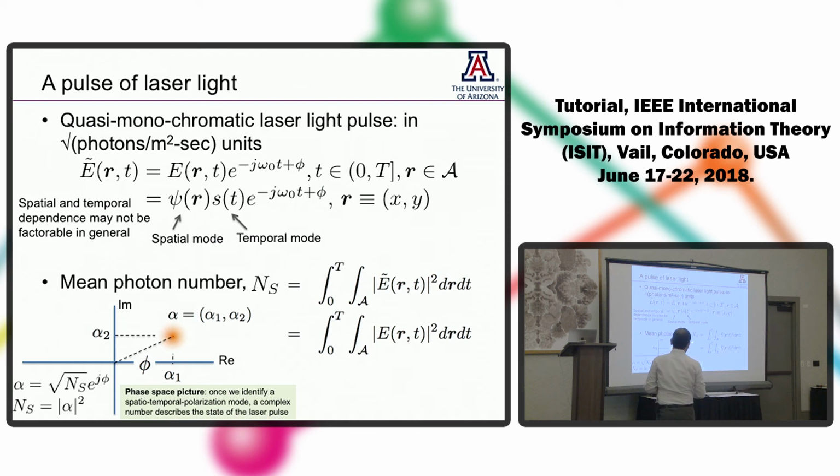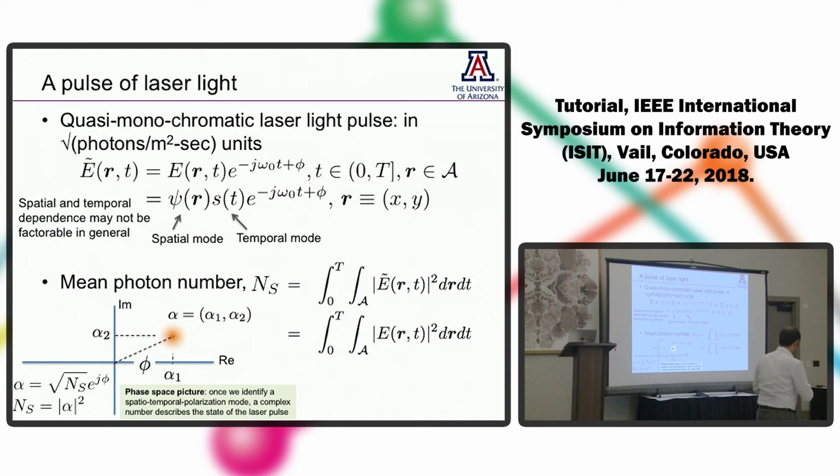Now, once I do that with this normalization, and once we have identified which mode I am talking about, which S of t I am talking about, I can forget about the actual mode shape and talk just in terms of two numbers: n sub s itself, the mean photon number, and that phase phi. I can put these two together into that complex number alpha. The magnitude squared of alpha is n sub s, and phi is just the argument of that complex number. So that alpha is all I need to describe the state of that laser light pulse once I have identified the mode that I am talking about.